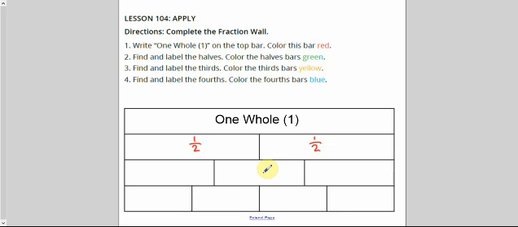What about down there? It's divided into how many bars? There are 3 bars. So this one will be 1 out of 3, 1 out of 3, and 1 out of 3.